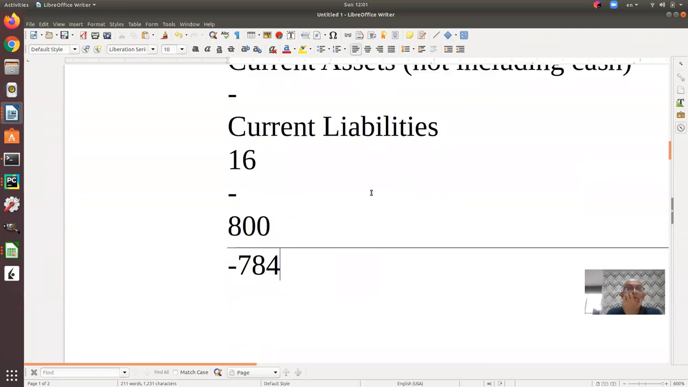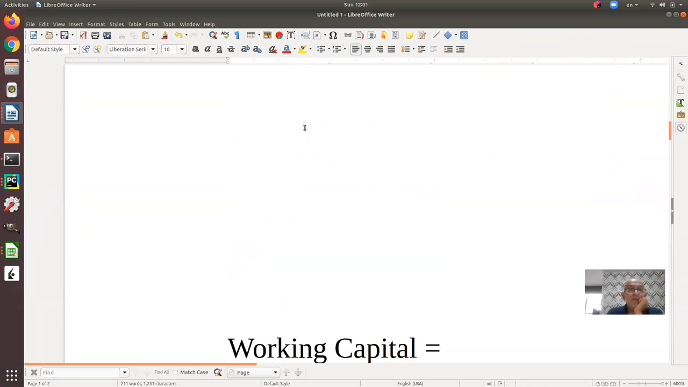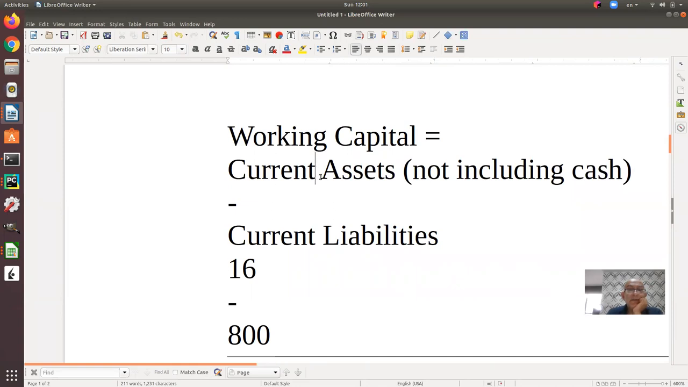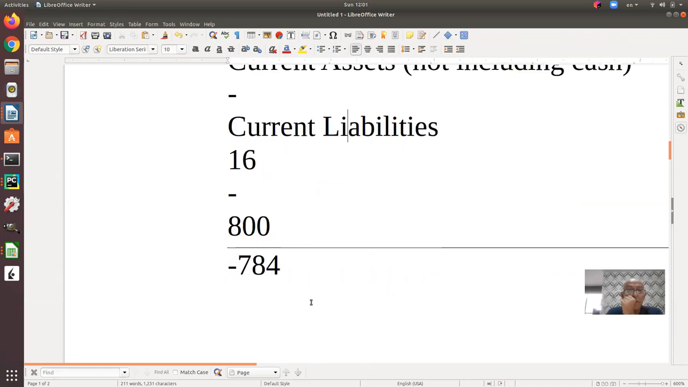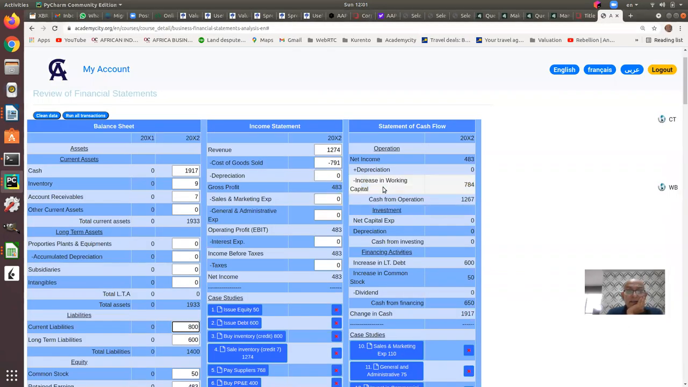Why is it negative? Because we do current assets minus current liabilities. We get minus 784. But if you have a good eye and you see the way I defined this line, it says minus increase in working capital. Increase in working capital should be positive. If it's negative, it will be minus minus. So that's why I get 784.